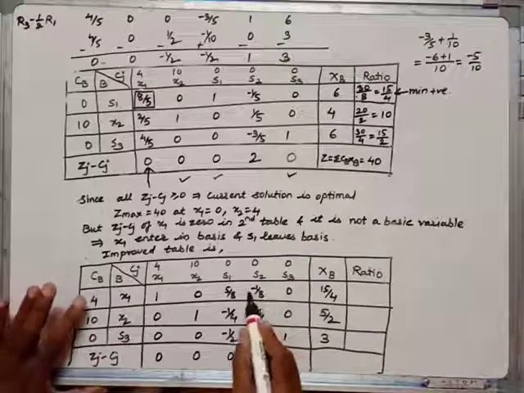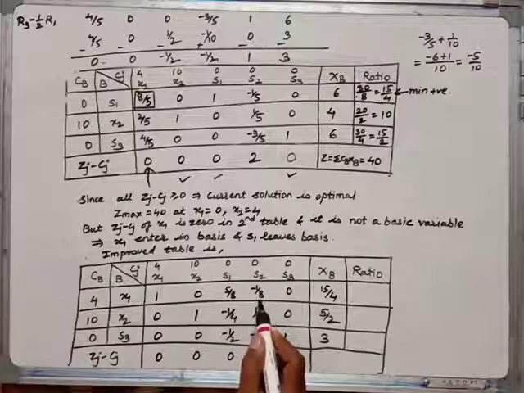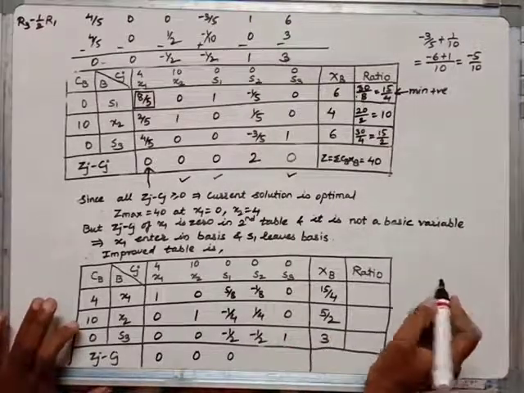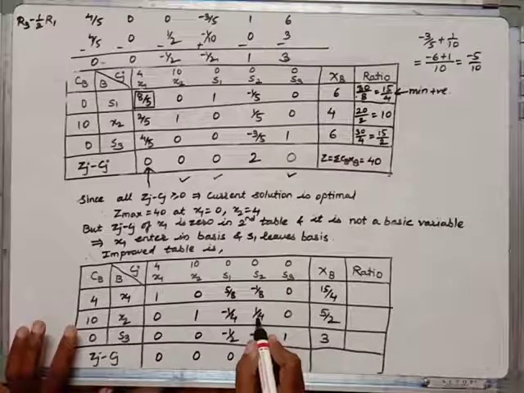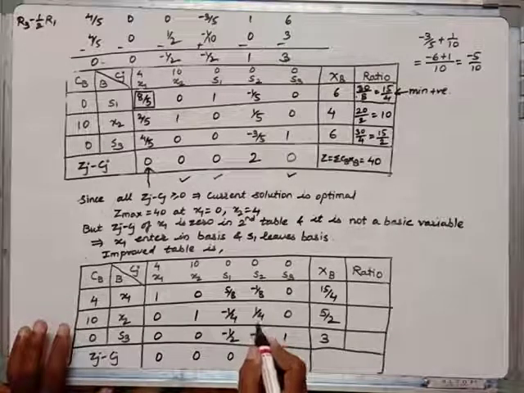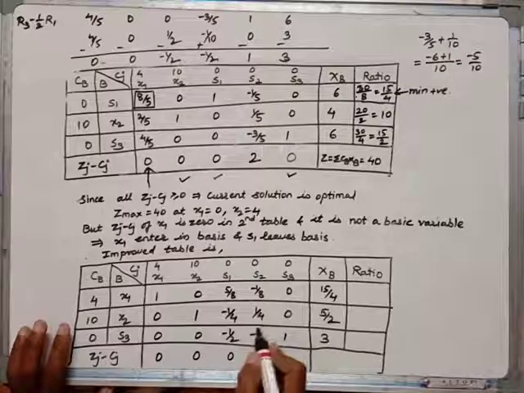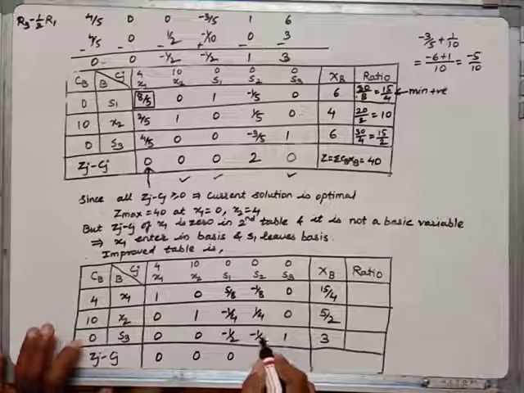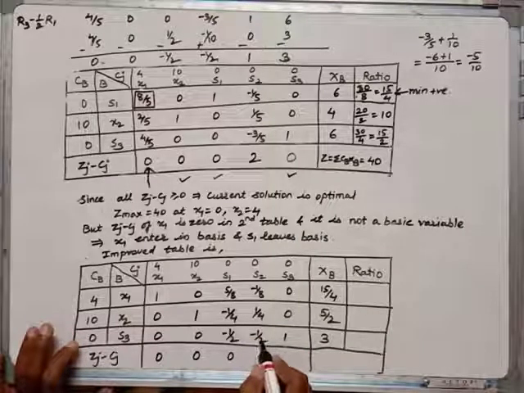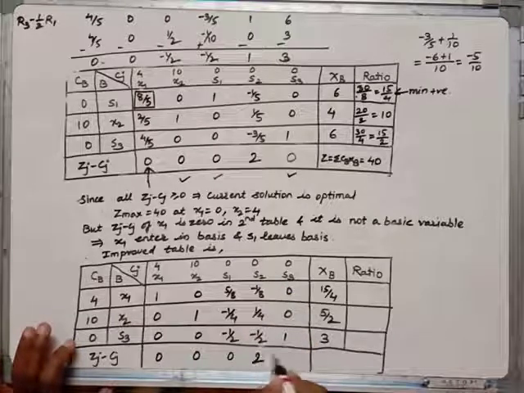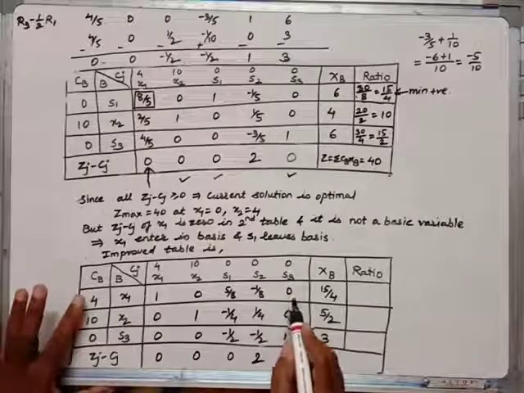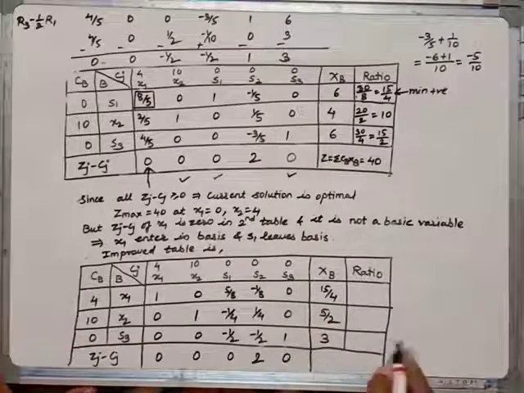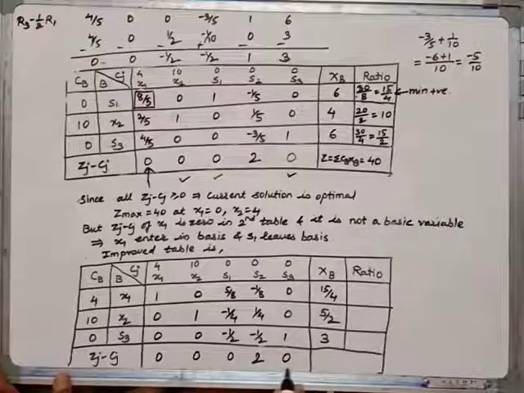Now minus 1 by 8 times 4. So it is minus half plus 10 into 1 by 4. So 10 into 1 by 4 is again 5 by 2. So minus half plus 5 by 2. So that will be 4 by 2. So it is 2. Up to this the addition is 2 plus 0 into minus half. So 0. So 2 minus 0 is now 2. Here again 4 into 0, 0 plus 10 into 0, 0. 0 into 1 is 0 minus 0. So here also 0. Now all Zj minus Cj are greater equal 0.